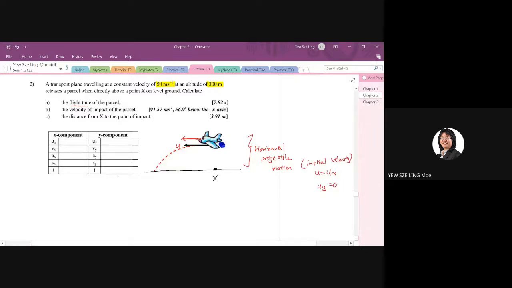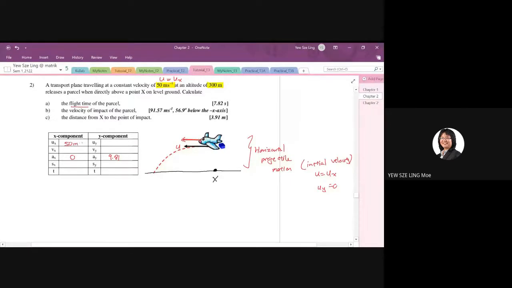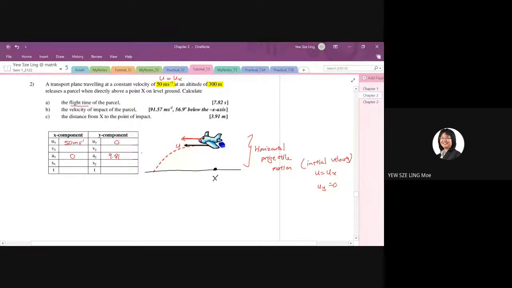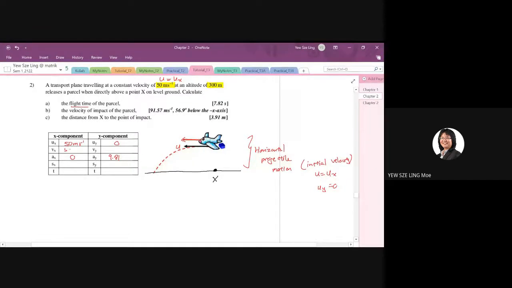So now let us complete the table. Like I told you just now, even before I look at the question, I should know the values for ax and ay. ax is always 0. ay is always 9.81. As you can see here, the initial velocity is 50 meter per second, and this 50 meter per second is your ux. Therefore, I'm going to put it here, 50 meter per second. And uy is 0, and then vx again, because it's constant velocity along the x component. Remember, in the x component we have constant velocity, and in the y component we have constant acceleration.